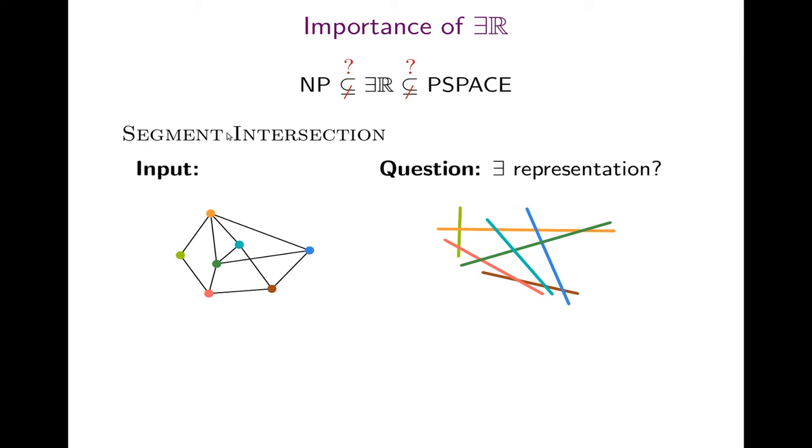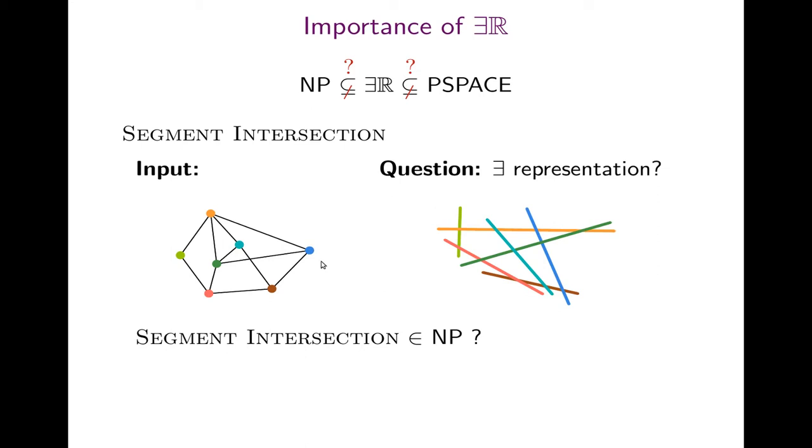Here the importance is a very famous example, which is existential R hard: segment intersection. Given a graph, we want to know whether we can find a representation of this graph as an intersection graph of segments. This is what recognition of segments, or segment intersection, is asking for. And despite the fact that this problem seems very simple, we don't know if it's in NP.